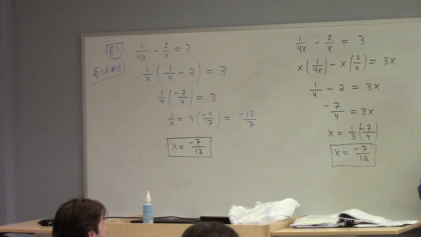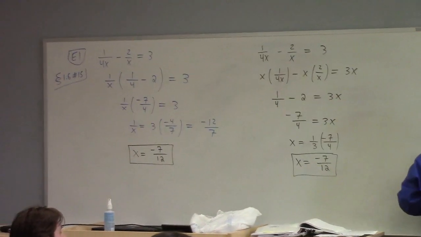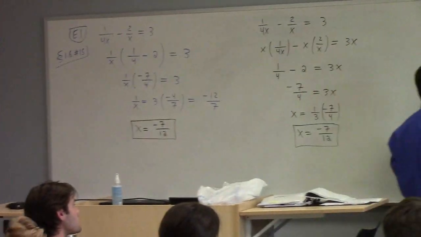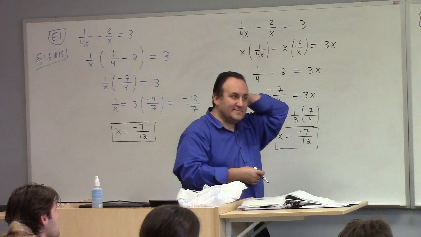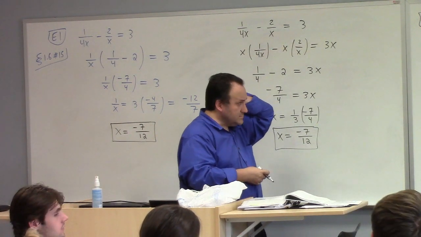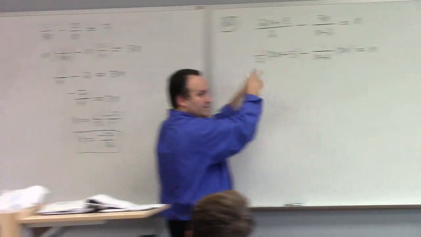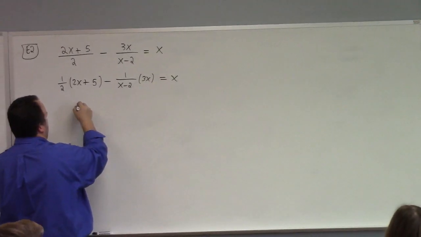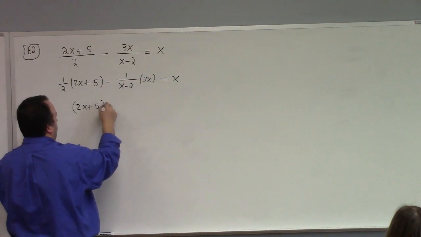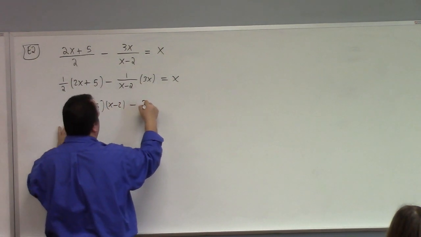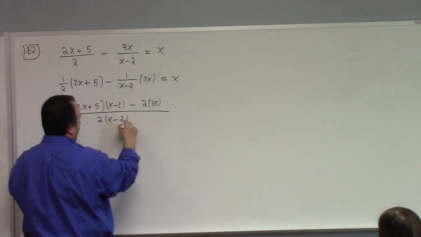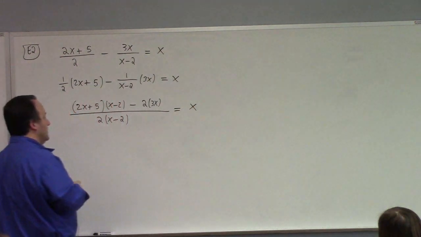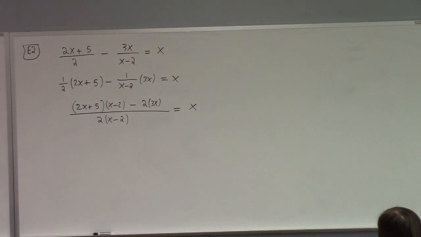I mean, you could do this. Did you just do the cross multiply? This is the same expression written in a different way. I don't know if that helps us, but yeah. Cross multiply in what sense? You mean like put these two together? Like (2x plus 5) times x. So you want to do (2x plus 5) times (x minus 2) minus 2 times 3x, all divided by 2 times (x minus 2), equal to x. That's a good thing to do. Sure, we could do that.